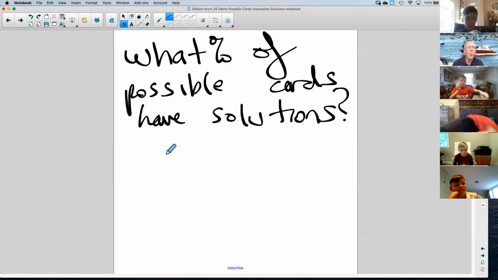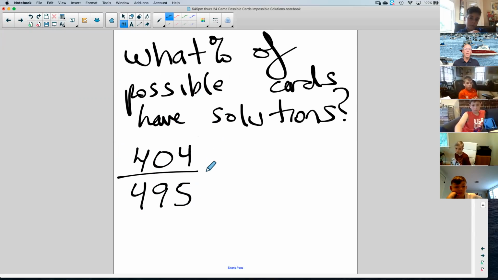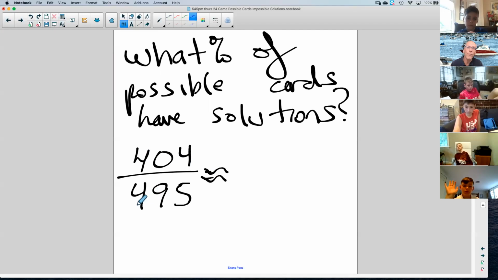So I don't want an exact number. You know that 404 over 495 cards have solutions. Can anyone tell me an approximate percentage? And don't say it out loud. The best way to do this is think of numbers that are really close to 404 and 495, and then think of what percentage that would be.